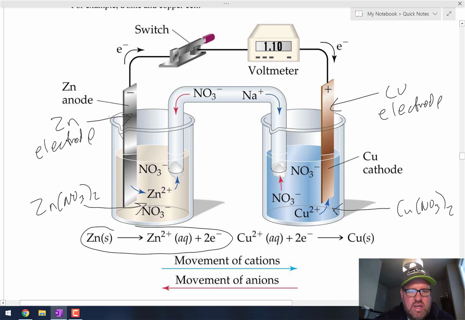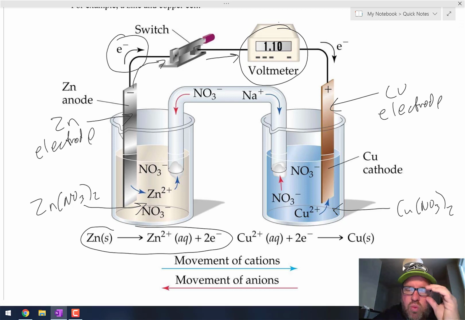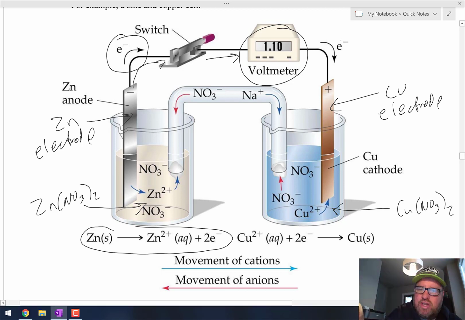Now you'll notice that the electrons are flowing through this wire. There's a switch here, and when that switch is closed, the electrons can flow. Those electrons flow through here. This is called a voltmeter, and that's measuring the electricity that's flowing through there. In this case, there's 1.10 volts flowing through there, and those electrons are flowing to here.